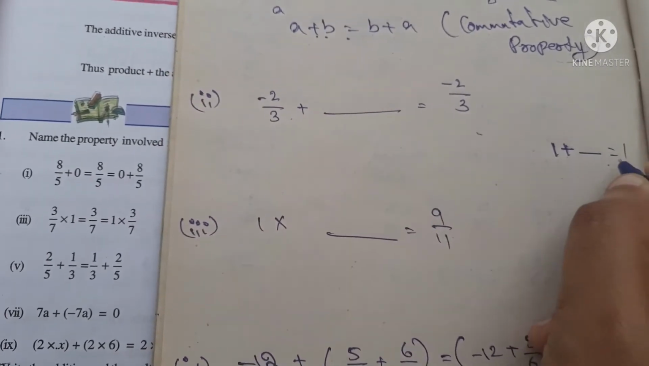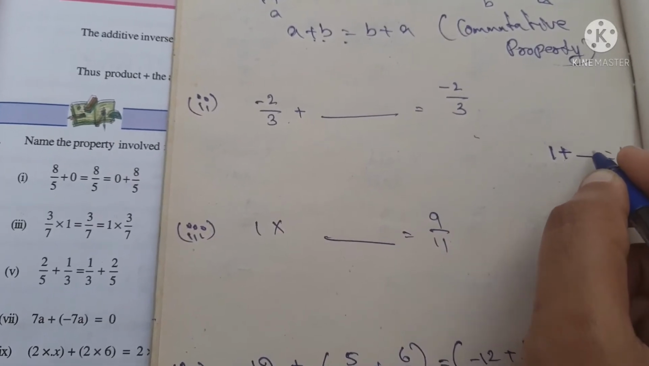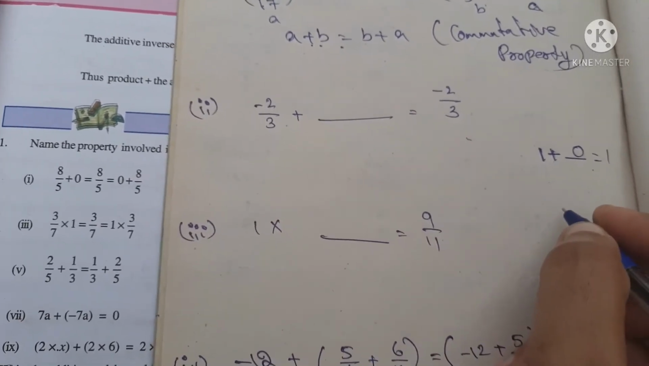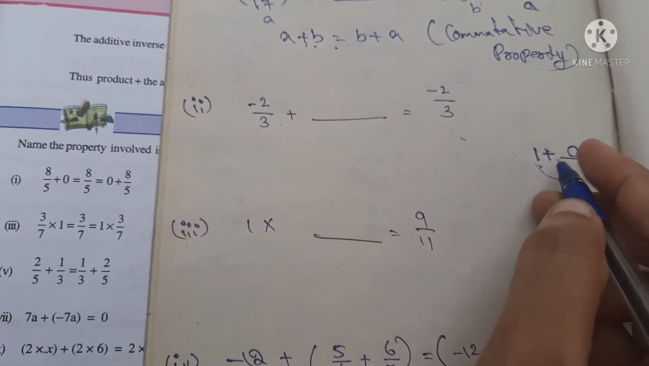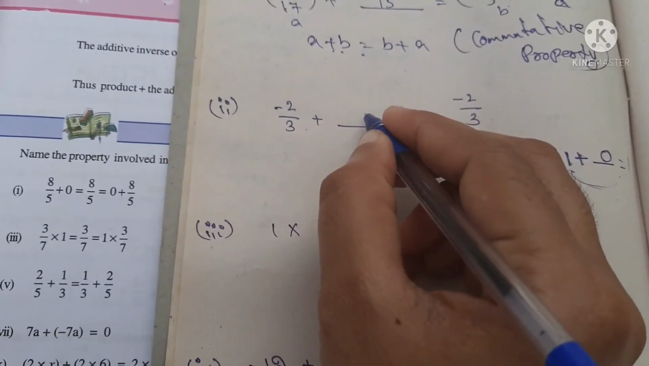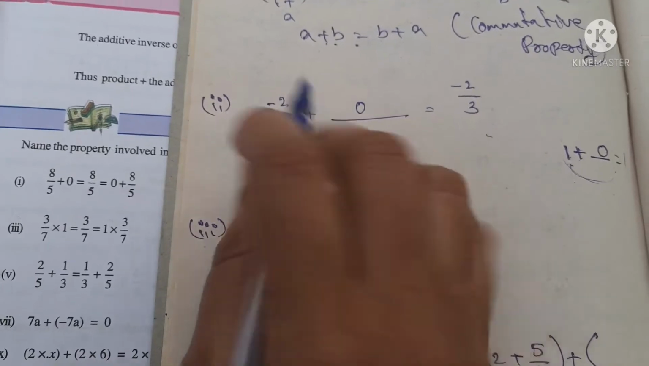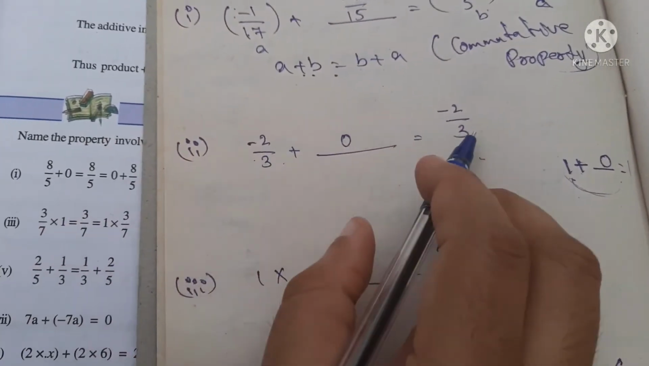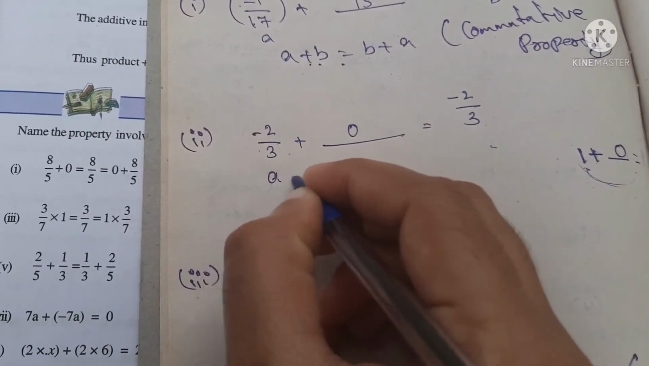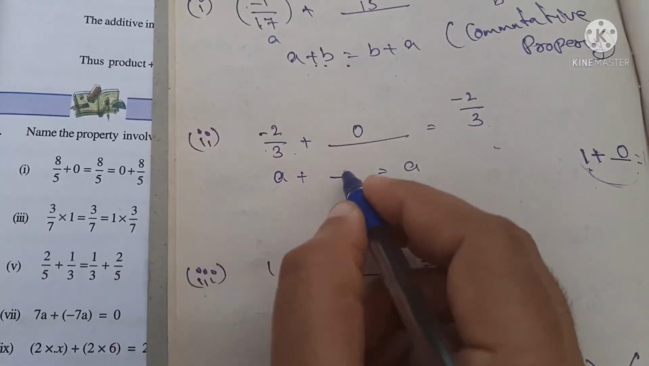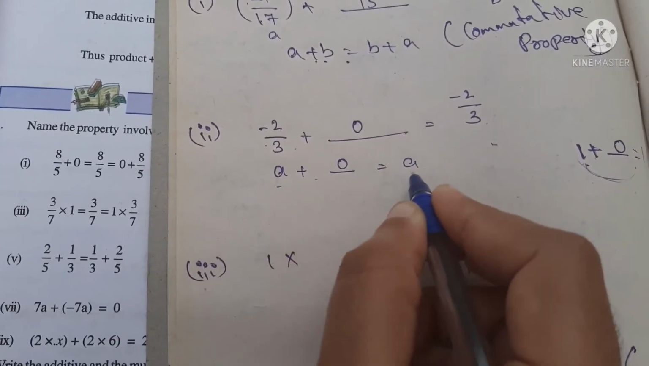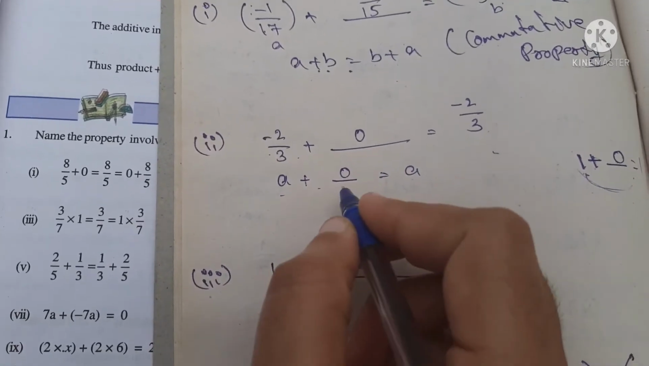Which number do we add to 1 to get 1? Very good, 0. When we want the same answer, what do we add? 0. So minus 2 by 3 plus 0 equals minus 2 by 3. That means A plus something equals A. So 0. A plus 0 equals A, or 0 plus A equals A.